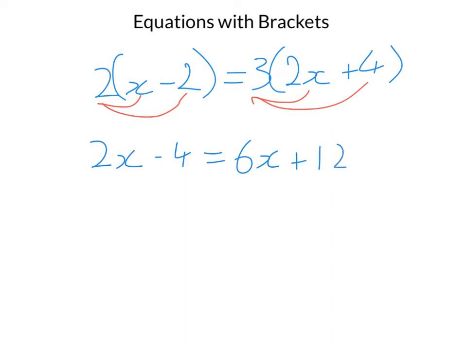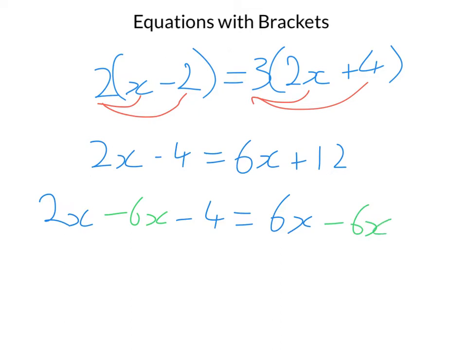Now we've got an equation that looks very similar to some of the other ones we've done. What we're going to do is take away 6x from both sides. So 2x minus 6x minus 4 is equal to 6x minus 6x plus 12.